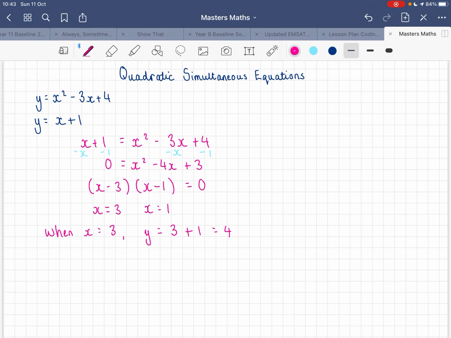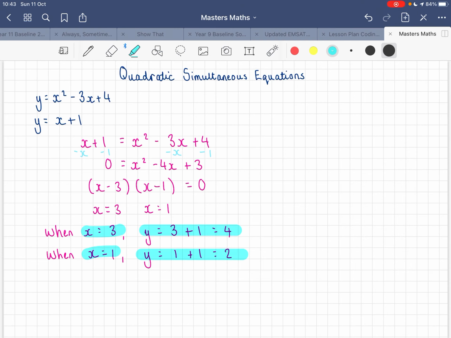So those are your two solutions, x equals 3, y equals 4. And then when x equals 1, I'm going to do the same thing again, y equals 1 plus 1, because I've replaced x with 1 this time, and we get 2. So again, that is our second solution. So we have two pairs of x and y's, so you have to be careful to keep them in the correct pair as well. So that's why I wrote this when.